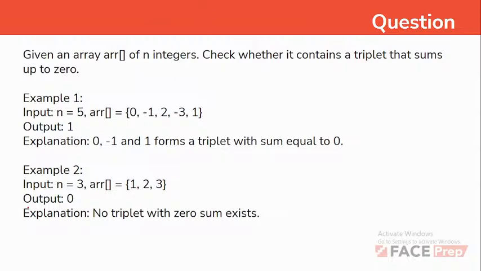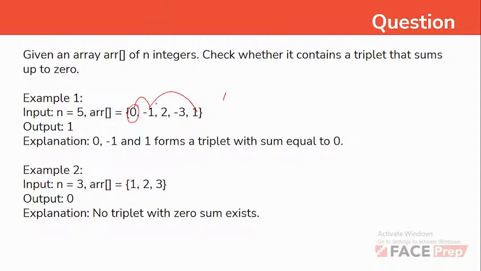So for example, here in the first test case, 5 is the total number of array elements. 0, -1, 2, -3 and 1 are the elements. Here you can check all the possible combinations. If I take the elements 0, -1 and 1, the sum is 0 because -1 and 1 will cancel and the remaining element is 0, hence the sum is 0. So 0, -1 and 1 form a triplet with sum equal to 0. This is the first triplet.